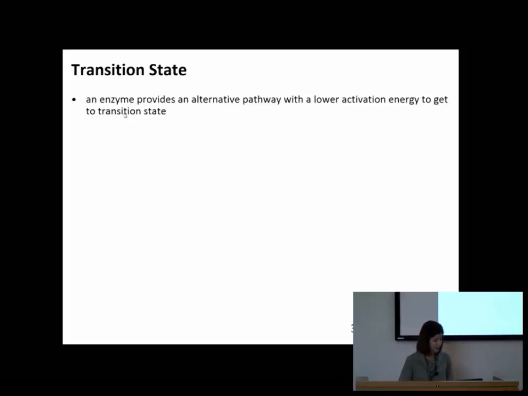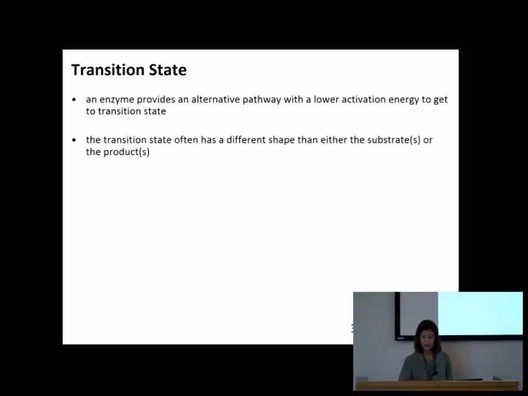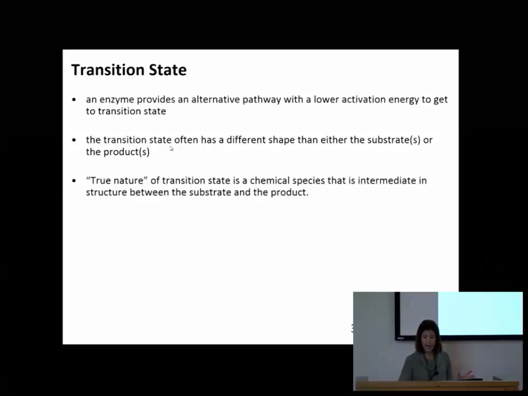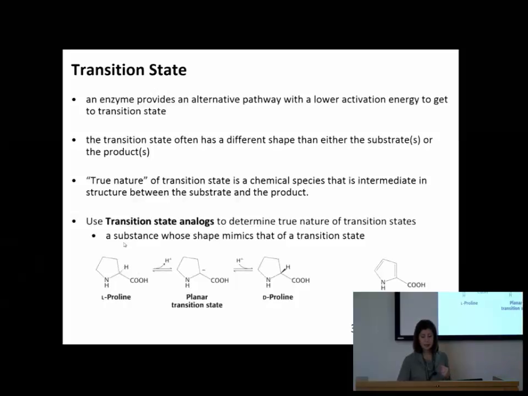Now, the transition state looks different than either the substrate or the product, and we often want to know what that true nature is. It's very important that we understand the mechanism, like we understood what was going on with chymotrypsin. We want to know how these different enzymes work. So we want to know what we call the true nature of the transition state. And so what we do is we synthesize chemicals that we think look like what the transition state looks like.